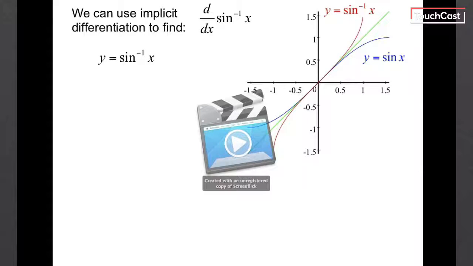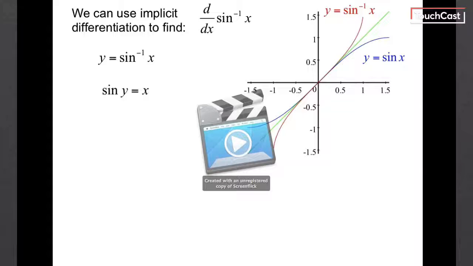If y is the inverse sine of x, I can take the sine of both sides. Since sine and inverse sine undo each other, I'll get the sine of y on the left equals the sine of the inverse sine of x. Sine of inverse sine of x is just x. So here's my new equation: sine of y equals x.